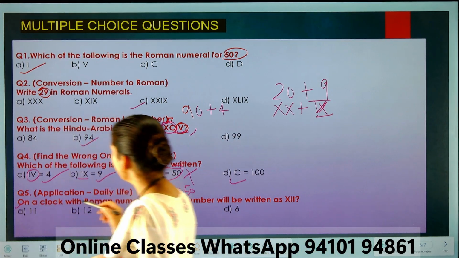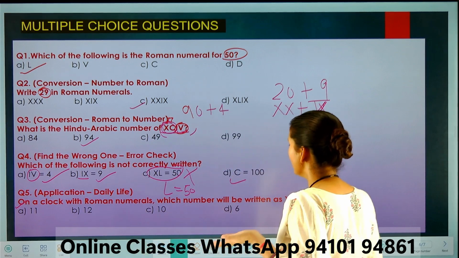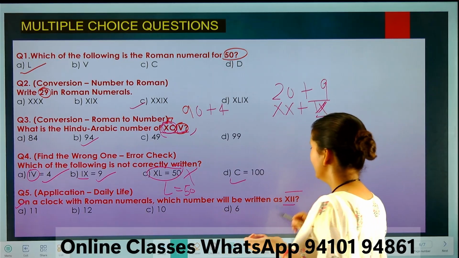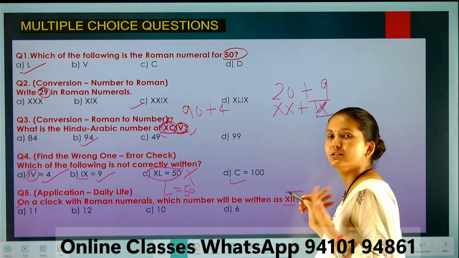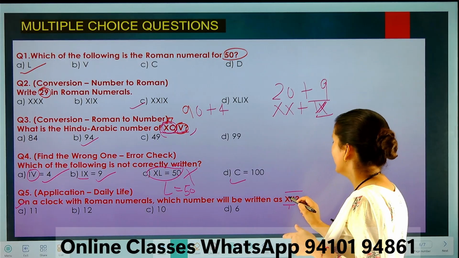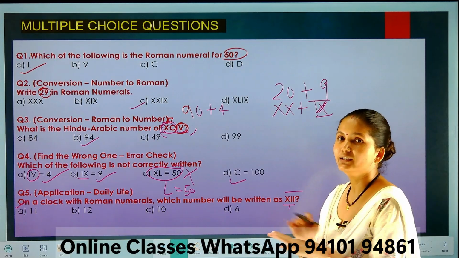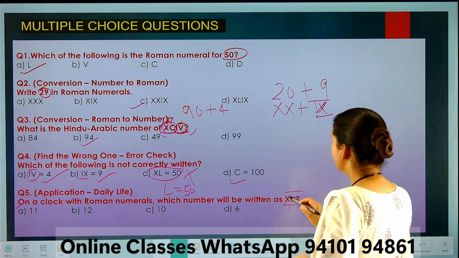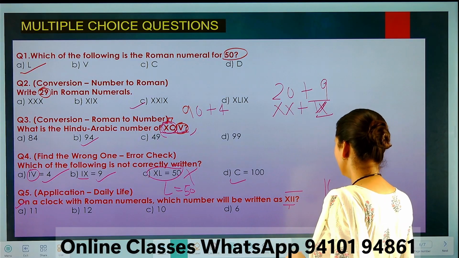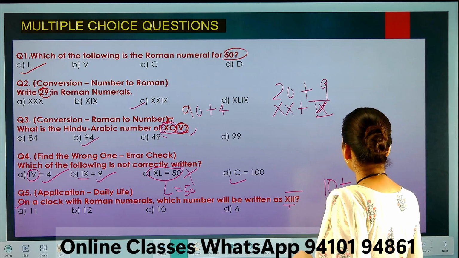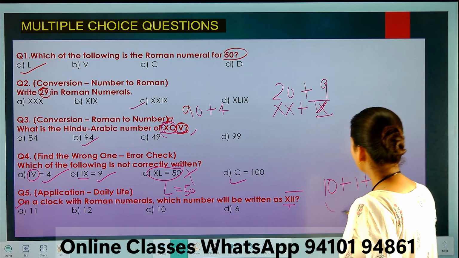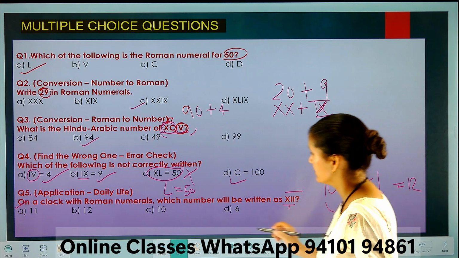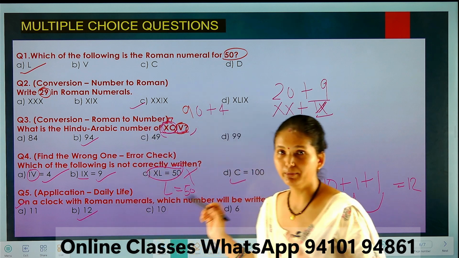Next, on a clock with Roman numerals, which number will be written as XII? Now look here, I is smaller than 10. So there is X, so there is no subtraction rule. You will write in a particular manner. This is X, 10. Then plus 1, then plus 1. 10 plus 1, 11. 11 plus 1, 12. So the answer is 12 here. Option number B.